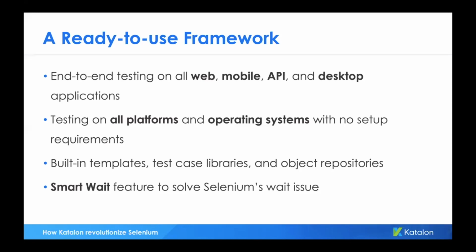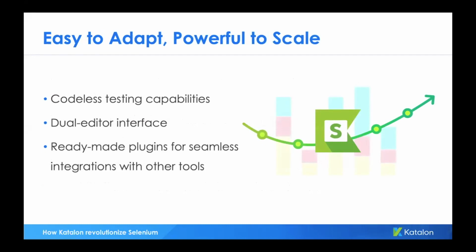Moving on, aside from being a ready-to-use framework, Katalon Studio is a very easy-to-adapt tool and a very powerful tool to scale up your testing project. Essentially, being a code-led testing tool, Katalon Studio lets you get started with the test automation journey very quickly because we have a very low learning curve. If teams have more scaling demand, they can leverage Katalon scripting mode to extend testing further and with more customization as well.